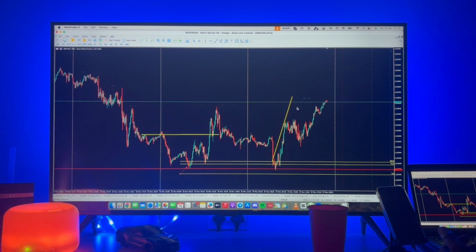Yeah, maybe we might be in a little bit of drawdown. Drawdown is part of the game, right? We are not chasing sniper entries here. You know, we just want consistency, right?